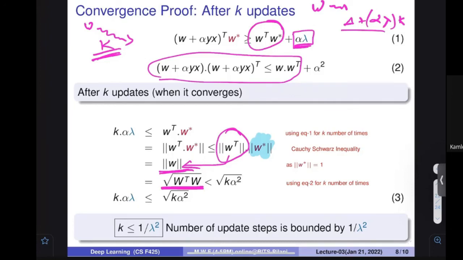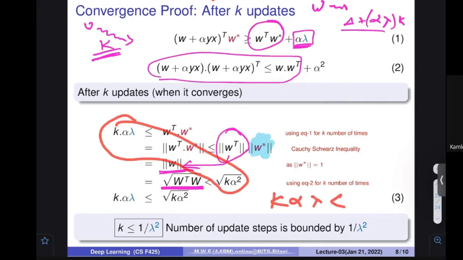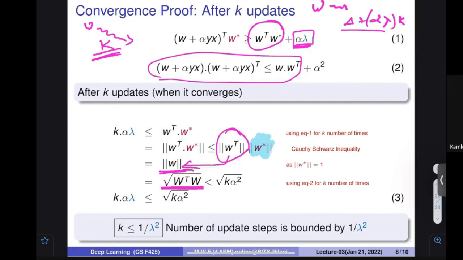By the second formula, we see that every time it is going to increase by not more than alpha square. So if we have increased it k times, it is not going to be greater than k alpha square. So this quantity is less than k alpha square. We can combine these two steps and say that k alpha lambda is less than the square root of k alpha square. So k square alpha square lambda square is less than k alpha square.